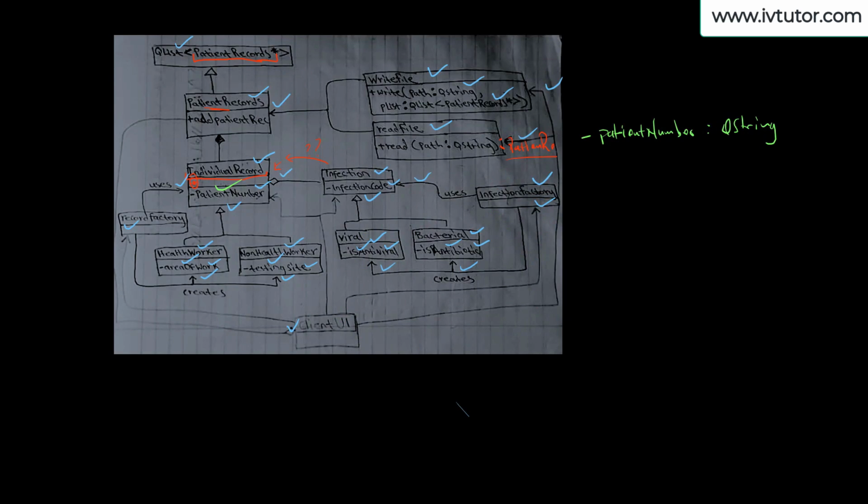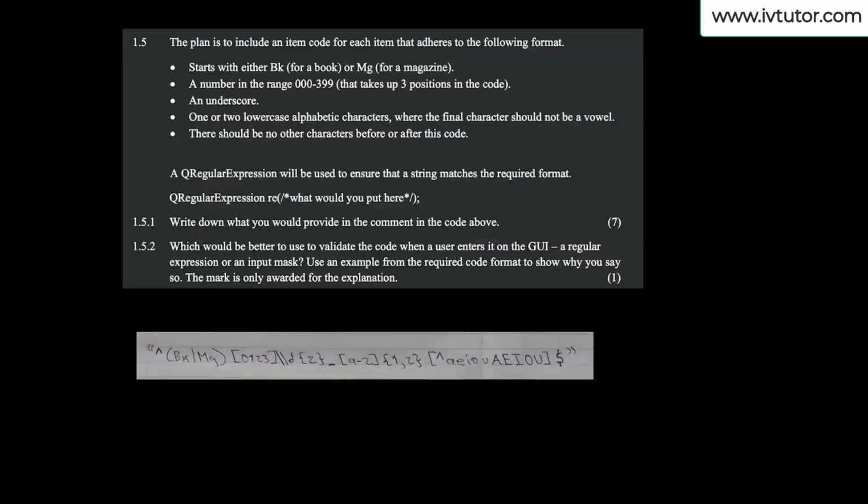Now, for the sake of finishing all these questions today, let's look at the last question for this paper, which was question one, which was regular expression. The plan is to include an item code for each item that adheres to the following format. Starts with either BK for a book or MG for a magazine. I'm going to do this right now and just take it as we go. Any questions, please jump in. So you go with, starts with this or that, perfect.